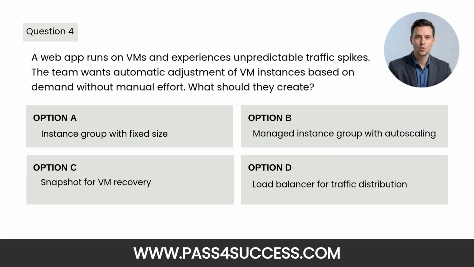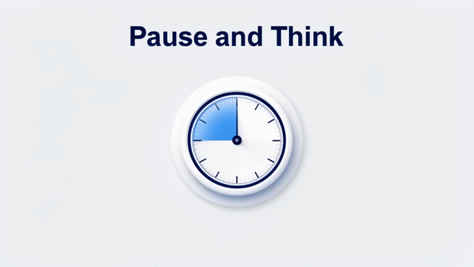Question 4. A web app runs on VMs and experiences unpredictable traffic spikes. The team wants automatic adjustment of VM instances based on demand without manual effort. What should they create? A. Instance group with fixed size. B. Managed instance group with autoscaling. C. Snapshot for VM recovery. D. Load balancer for traffic distribution. Take a few seconds to think about this one.